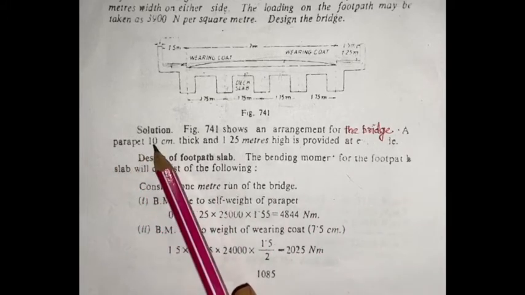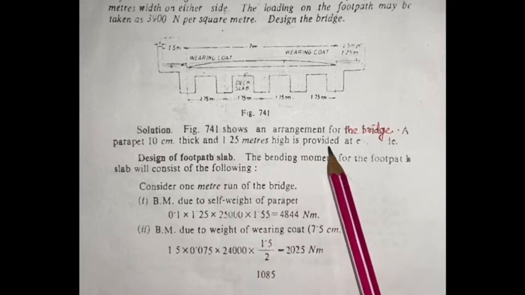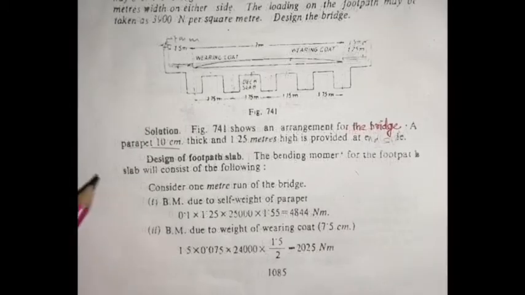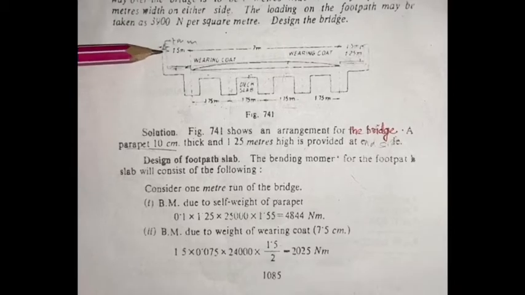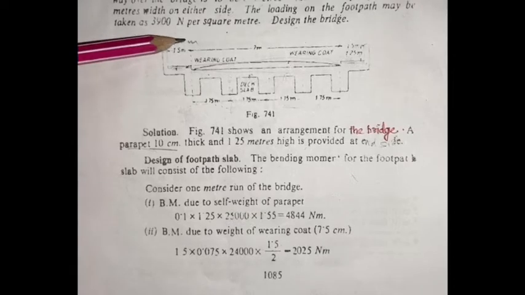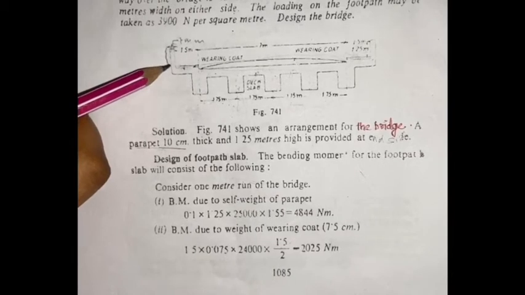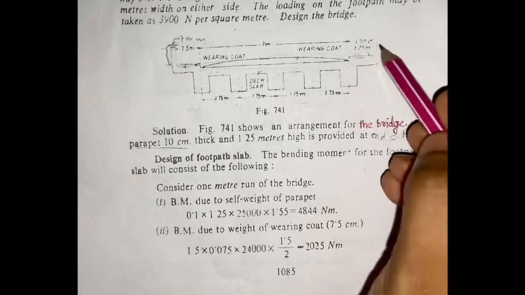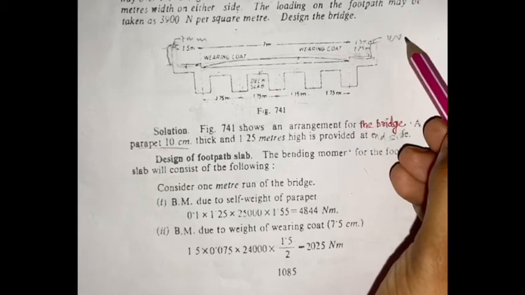A parapet of 10 centimeter thick and 1.25 meter high is provided inside. So here we have given a 10 centimeter parapet thickness. The thickness of this parapet is 10 centimeter, that is 100 mm. And this is the height, 1.25 meter. The height is 1.25 meter and the thickness is 100 mm.